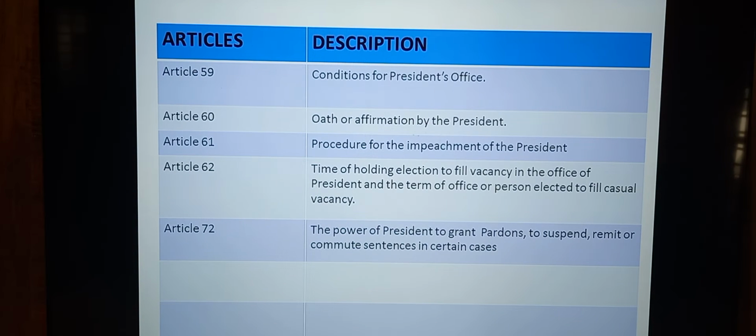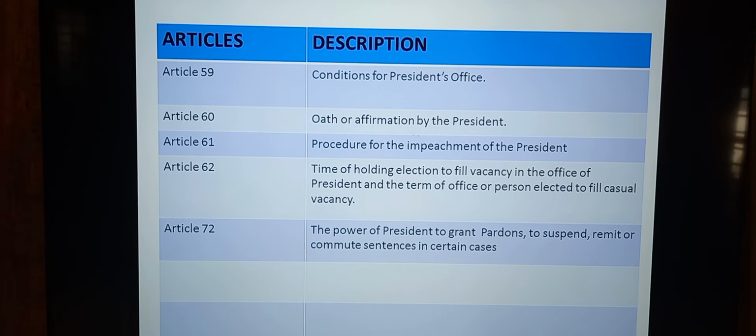Article 59 says the conditions for the President's office. Article 60 says the oath or affirmation by the President. 61 says the procedure for the impeachment of the President. And 62 says the time of holding election to fill the vacancy in the office of the President and the term of office of the person elected to fill the casual vacancy.